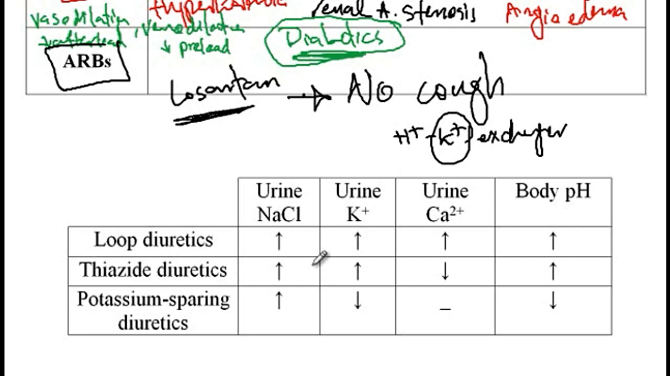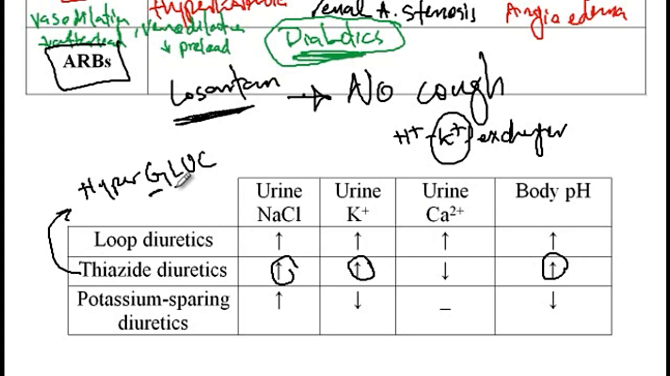Same with thiazide diuretics, they increase the excretion of sodium chloride and potassium, and thus they would increase the body pH. However, the difference is that the side effects of thiazide diuretics include hyperglycemia, hyperlipidemia, hyperuricemia, and hypercalcemia. So since there is a decreased excretion of calcium in the urine of these patients, they would be prone to developing hypercalcemia, and thus these medications are excellent for treating hypertension in patients with osteoporosis or with recurrent renal stones.